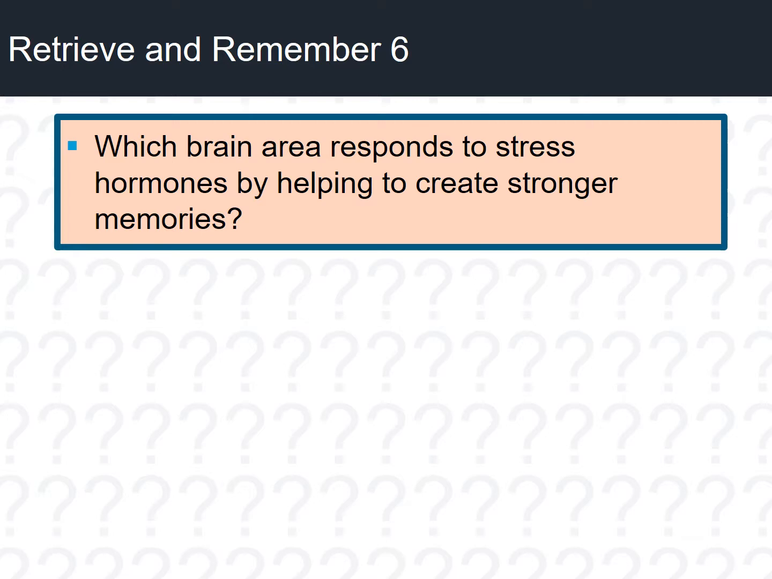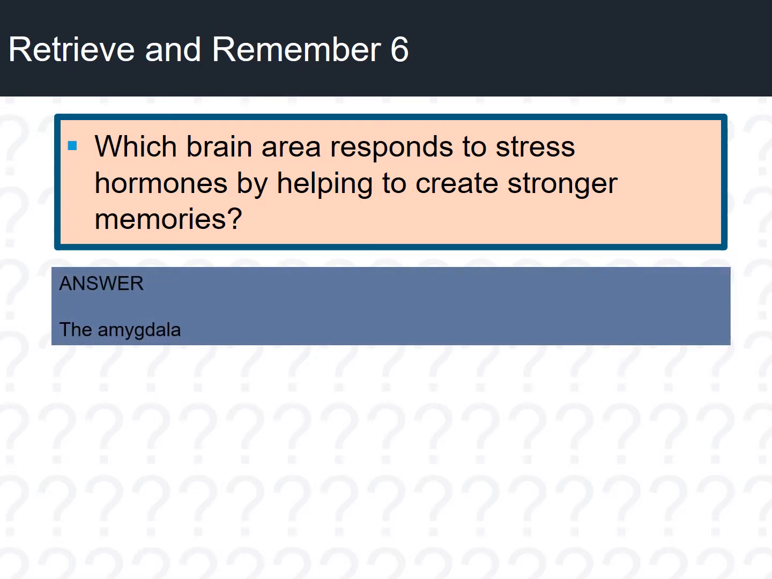So, to quiz yourself again on something, which brain area corresponds to stress hormones by helping to create stronger memories? The amygdala. It was that little purple thing. It's not really purple in your brain, but it's right at the top of the base of the brainstem.